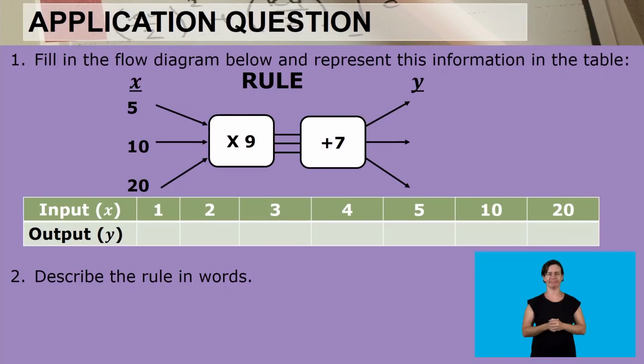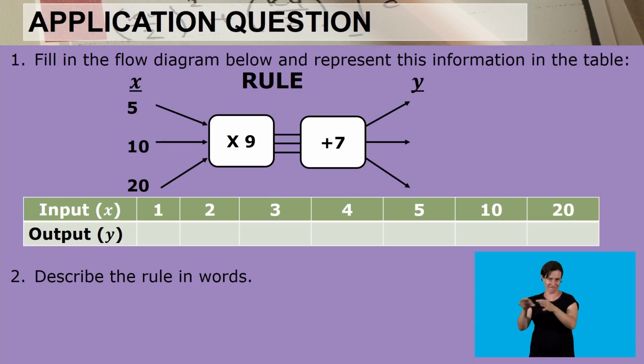So our first question there says, fill in the flow diagram and represent this information in a table. Remember, we are looking at equivalent forms. So we want to see how a flow diagram and a table is going to represent the same function and relationship. So our flow diagram here has the input values on the one side, which is the left-hand side, and those input values are going to go through a rule and produce the output values.